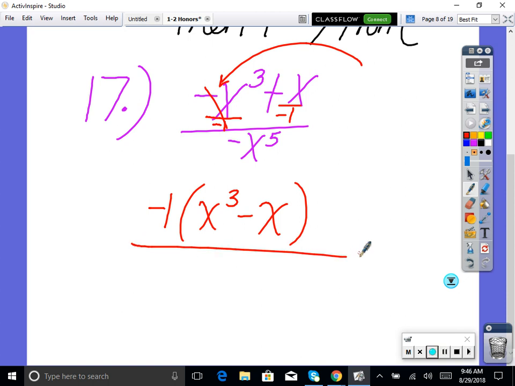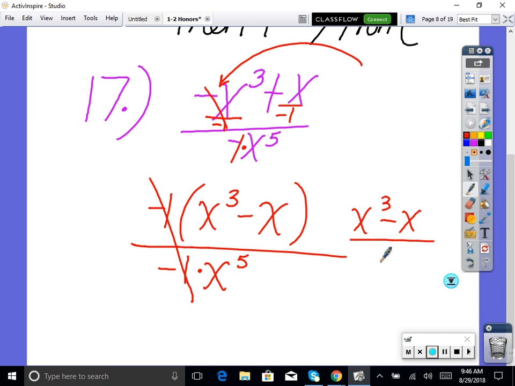Now on bottom, we have negative 1 times x to the fifth, don't we? Negative 1 times x to the fifth. Well, in this one, there's not only one negative. There's a negative on top and on bottom. So what would they do? Okay, so now my final answer would just be x cubed minus x all over x to the fifth. Compare that to the original function.